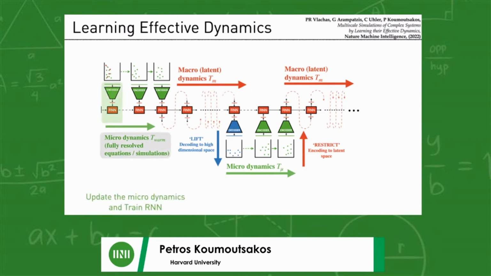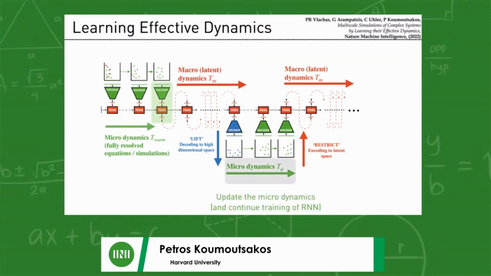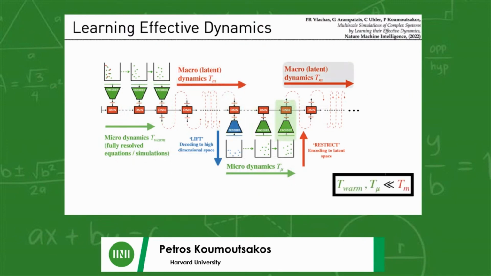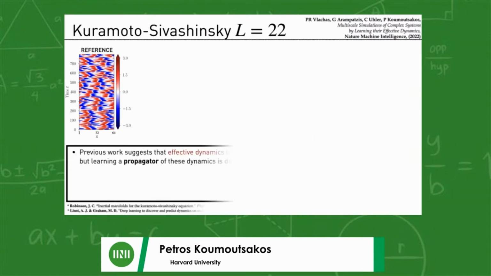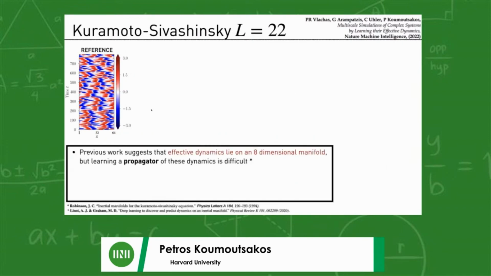And now this is how the algorithm works. Of course, the key thing is what is the ratio of the two times? How much time do you spend in the micro scale versus in the macro scale? So now let's look at Kuramoto-Sivashinsky again. Now I will show you results of applying, not anymore PCA, but variational autoencoders to find the evolution of the latent space.